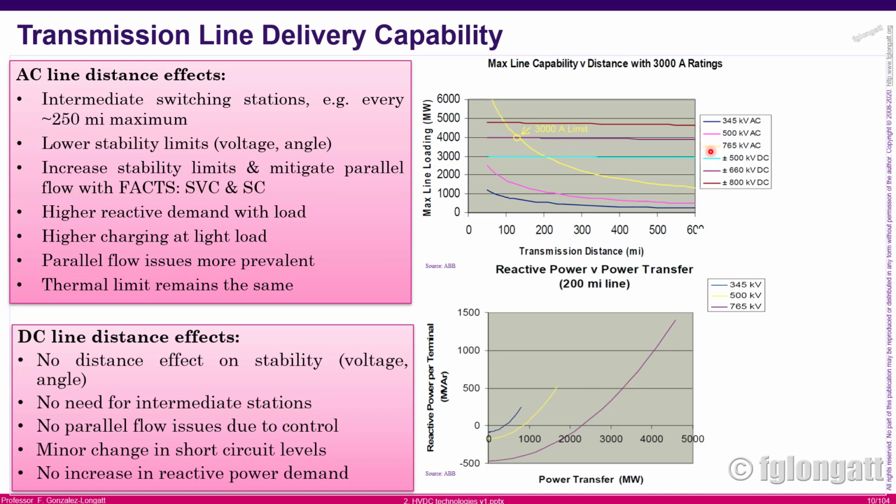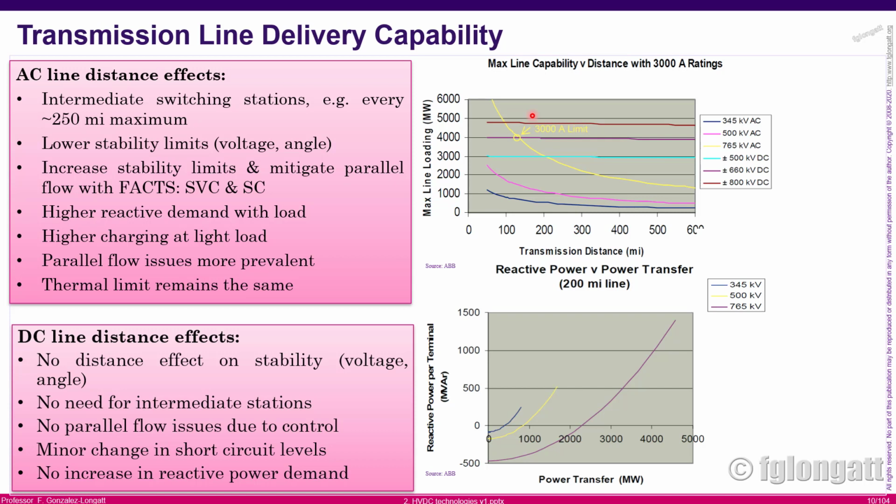But that is AC, okay? And I don't know if you can see here, but you can see the yellow starting from very high, and then starting to go down around 600 miles. It's the same here with 500 kV AC, and blue, that is the same for 345 kV. But if you look here, those colors, the light blue, the purple, and the red, you can see that those are three plots representing 500 kV DC, 660 kV DC, and 800 kV DC, okay?